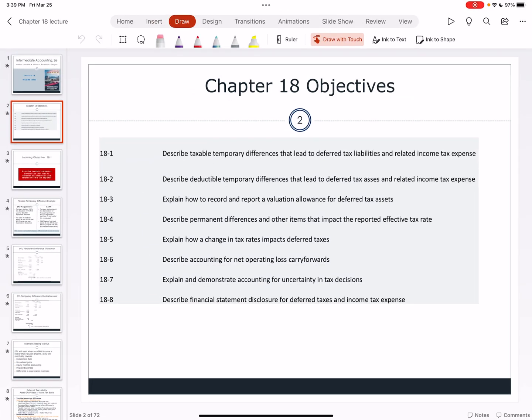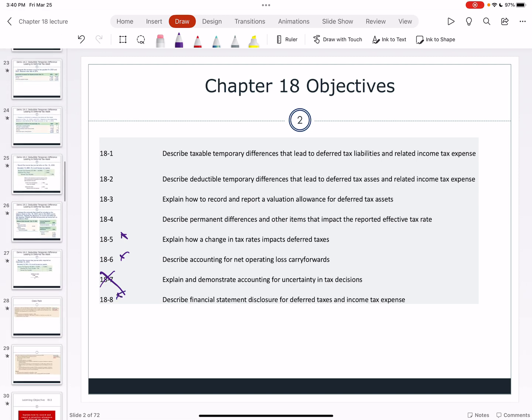Chat about the different objectives that I feel like we did not have a chance to really go through in class. So I'm going to talk about changes in tax rates, about NOLs. 18.7 will not be tested, and talk about disclosures. So let me flip down to 18.5.